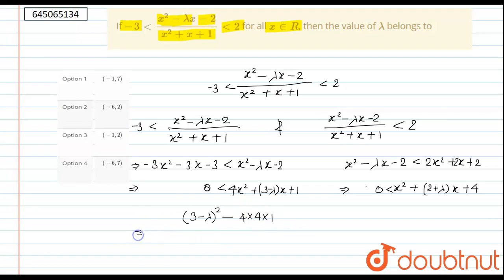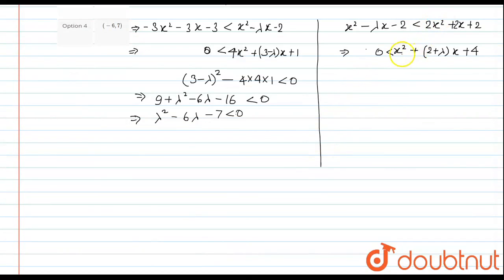Or further we can say that 9 plus lambda square minus 6 lambda minus 16 is less than 0. Again we can write this as lambda square minus 6 lambda minus 7 is less than 0.